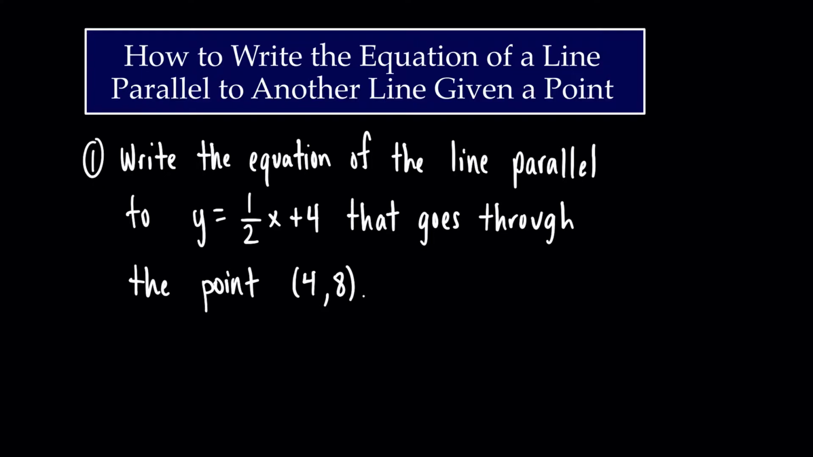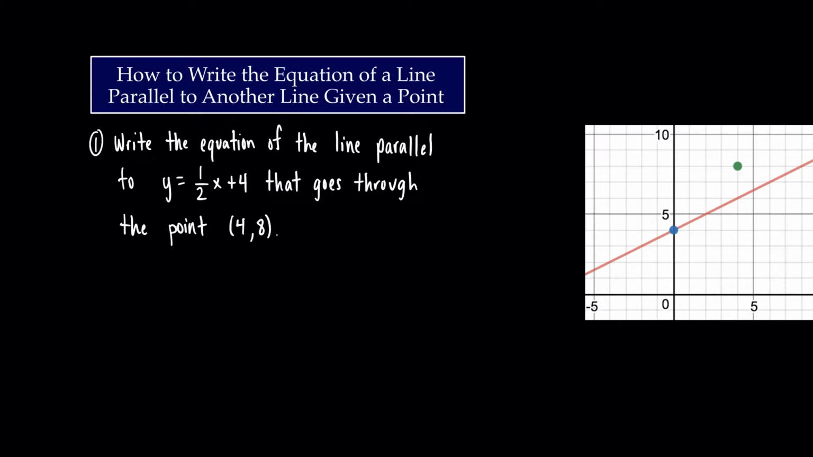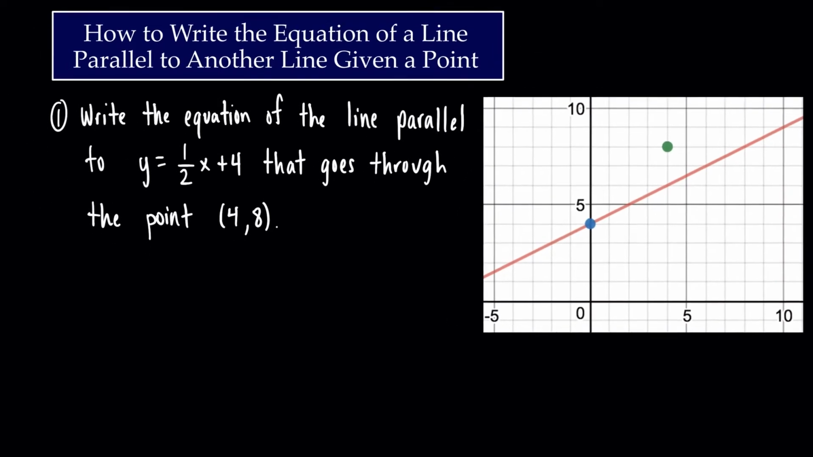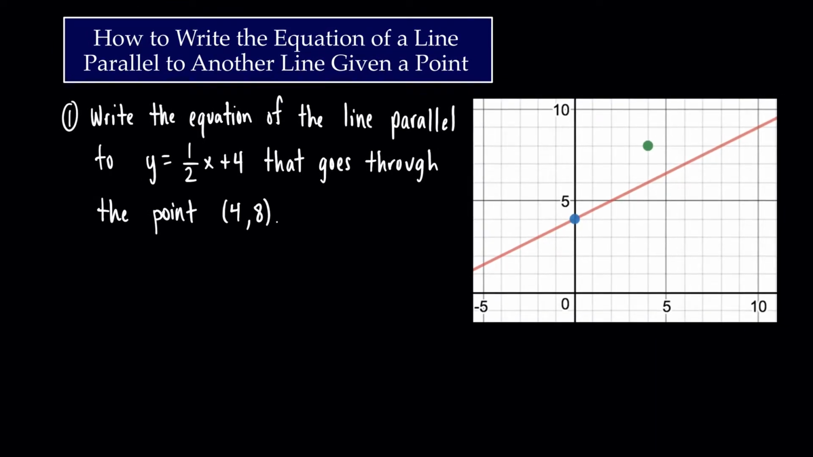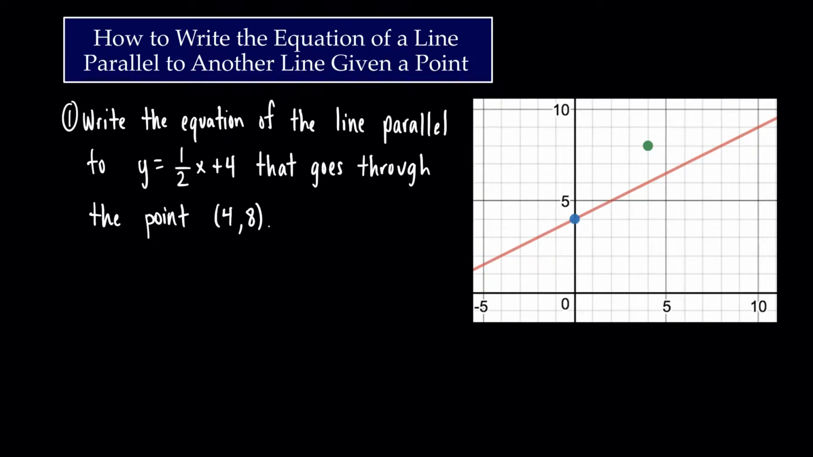And so if you're like me, when you read stuff like this, sometimes it's a little hard to picture what this is even asking us to do. So what I've done here is I've actually created a picture, and I want to pull that picture in and look at it. Okay, so what it's asking us to do here is to create a line that's parallel to y equals 1 half x plus 4 that goes through the point 4 comma 8.